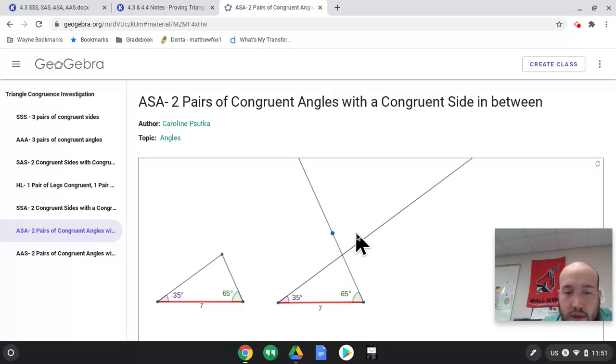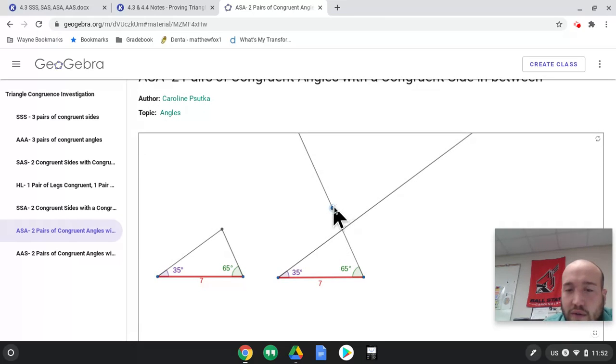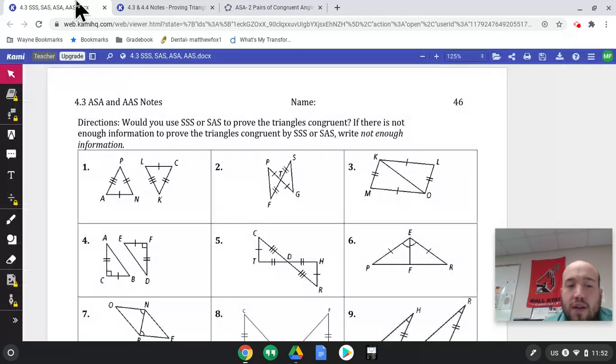Do you see how they each have an angle of 35 and 65 with a side of 7 in between? The only way this can be possible is if this third vertex ends up right there, which hopefully you can see these are congruent. Okay, our next one.